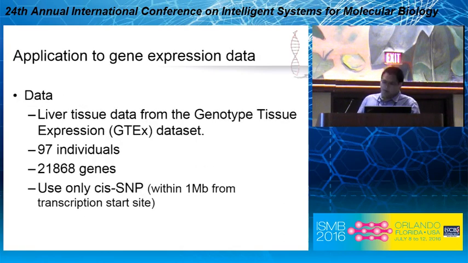And so here we have the results where we apply this method to the gene expression data. Here we test this method on the GTEx data, the liver tissue data. In the GTEx data, we have 97 individuals and about 21,000 genes. Here we only care about cis SNPs, which are SNPs that are within 1 megabase pair from transcription start sites.